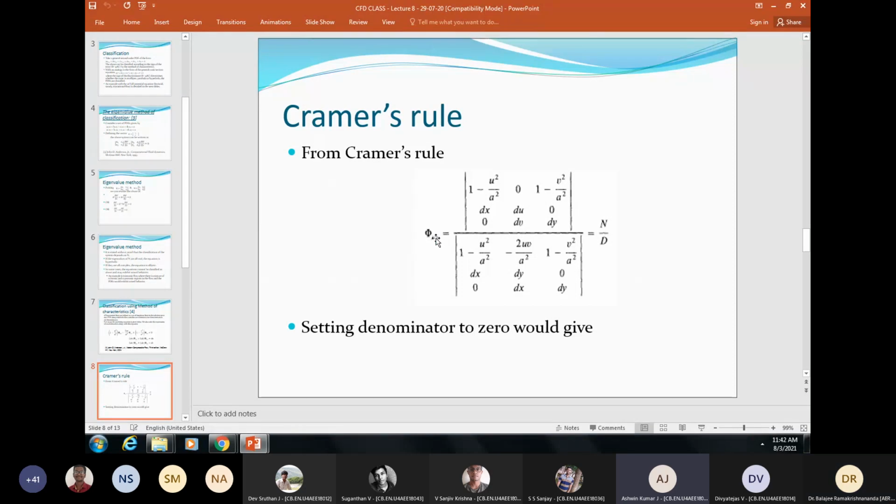Phi xy is dou squared phi by dou x dou y. So you have something like numerator by denominator here. If the denominator goes to 0, there is no solution.